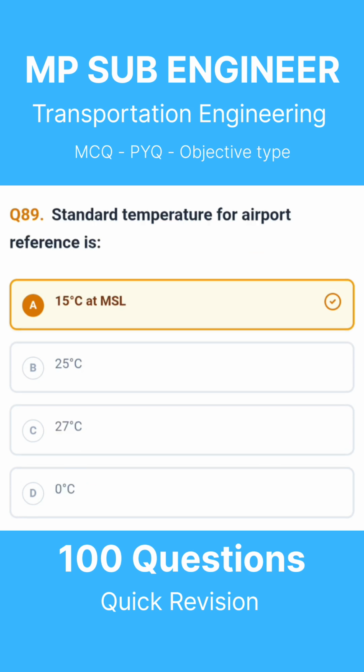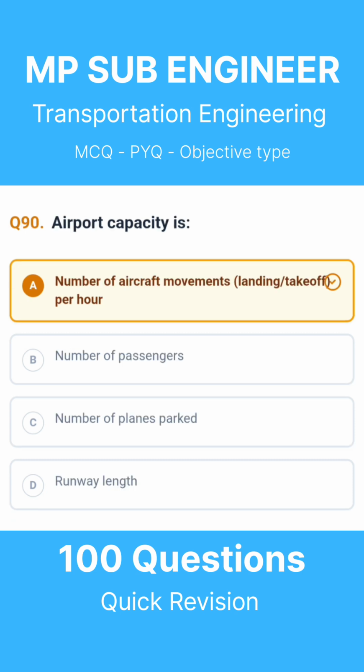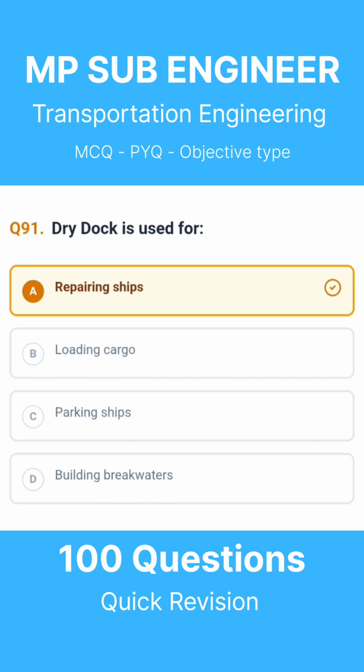Question 89. Standard temperature for airport reference is. The correct answer is 15 degrees Celsius at MSL. Question 90. Airport capacity is. The correct answer is number of aircraft movements, landing/takeoff per hour. Question 91. Dry dock is used for. The correct answer is repairing ships.